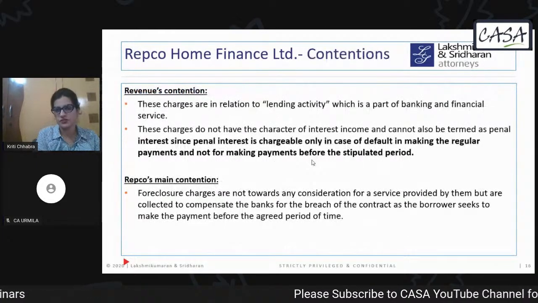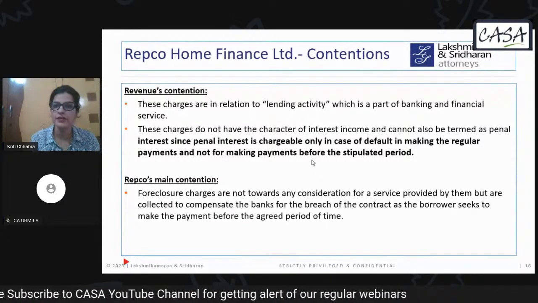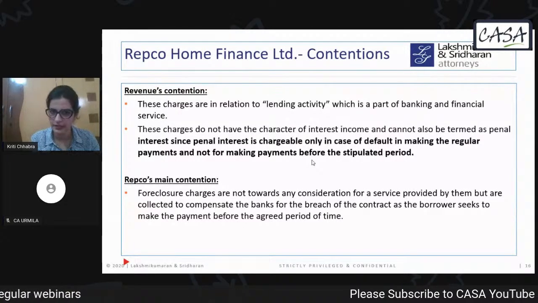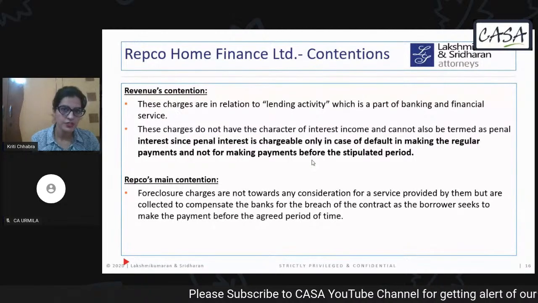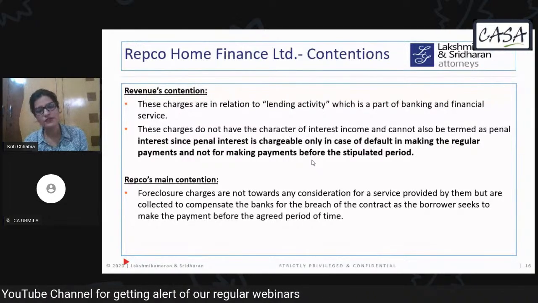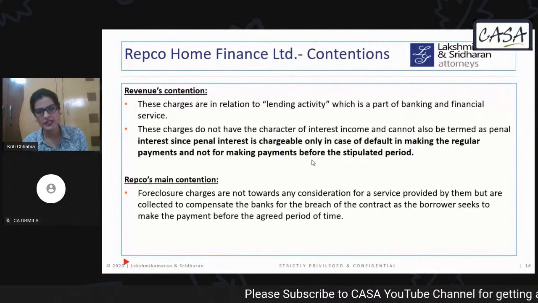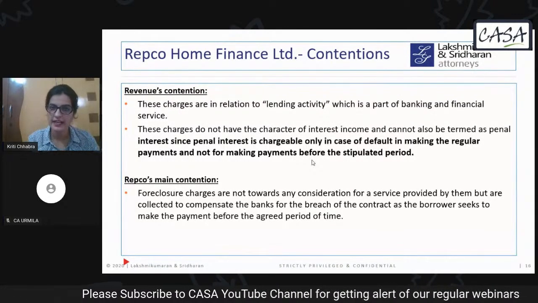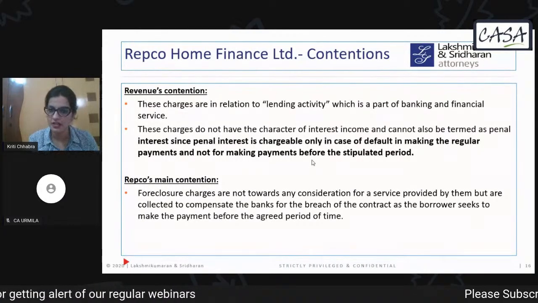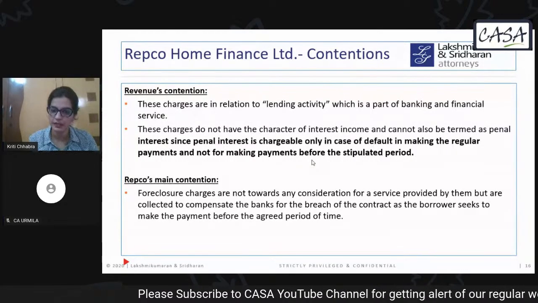To this, the revenue's contention was that these charges are in relation to lending activity, which is a part of banking and financial service. This lending activity was made part of banking and financial services in 2004 only. So they were saying that these foreclosure charges are related to this lending activity, which forms part of banking and financial services. Therefore, service tax should be leviable on such charges. And also, they said these charges do not have the character of interest income, which is basically exempt under service tax, and hence cannot be termed as penal interest, since penal interest is chargeable only in case of default in making the regular payment and not for making payment before the stipulated period.